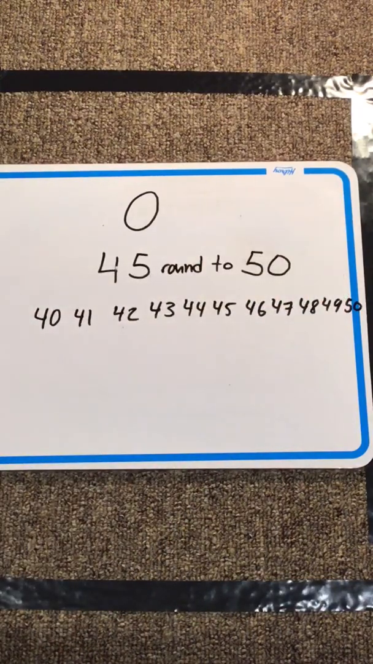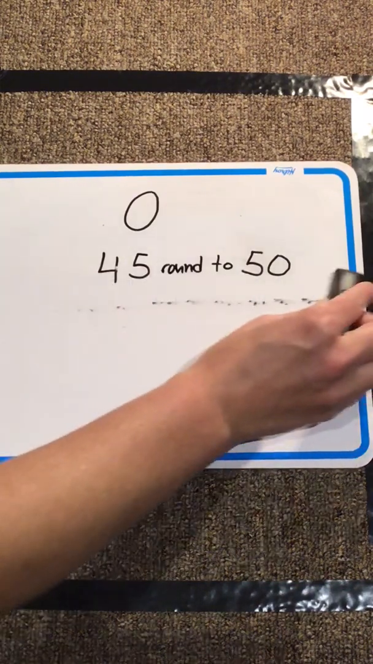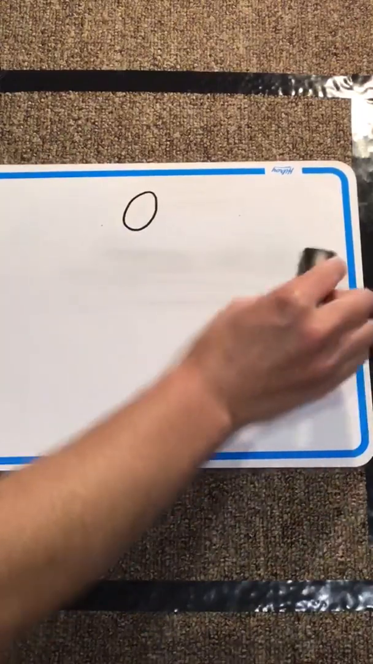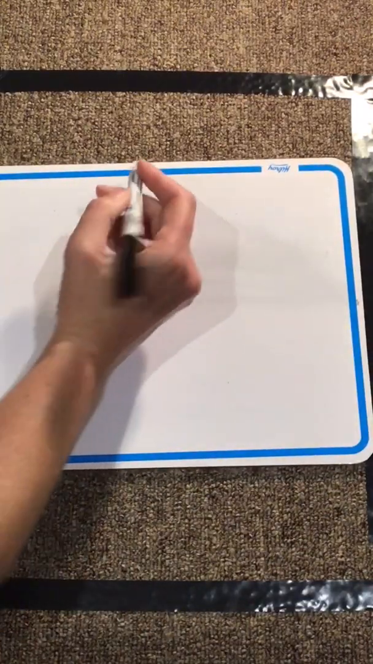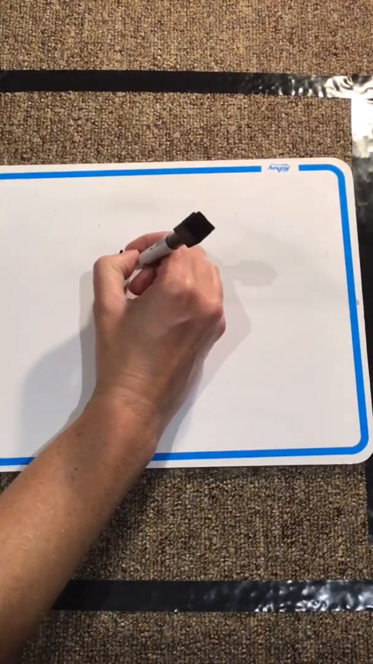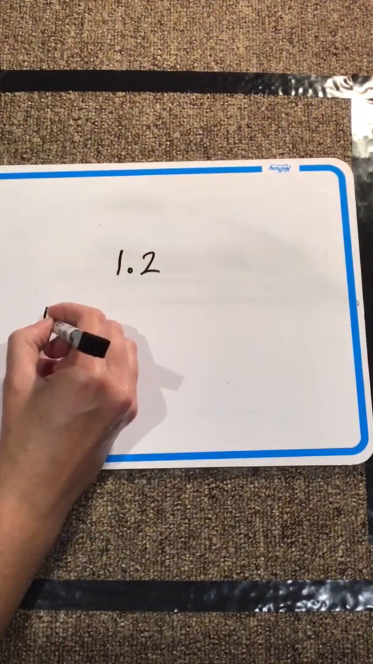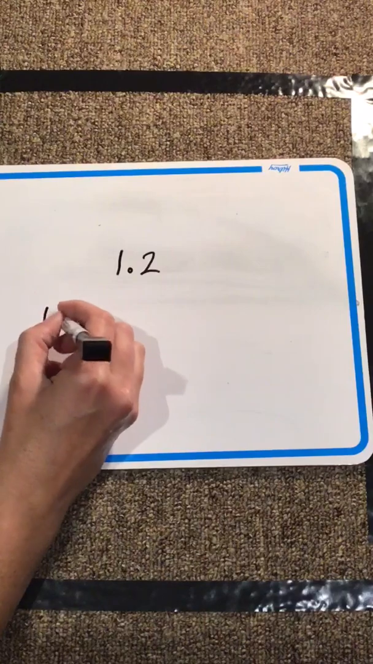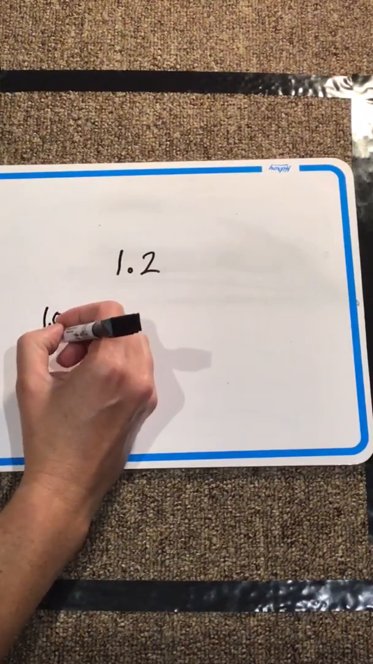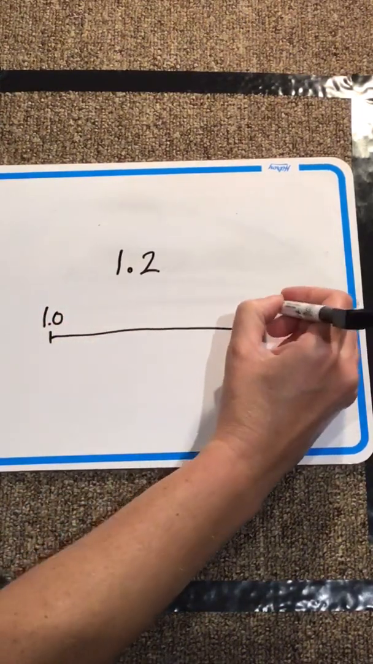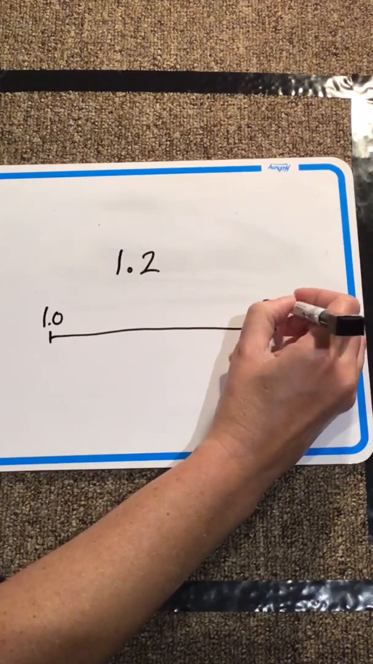Okay, so 45 would round to 50. Rounding when it's decimals is the same idea. If they're asking you to round to the closest whole number, and you've got 1.2, then you need to imagine the number line that starts at 1.0 and goes up to 2.0.